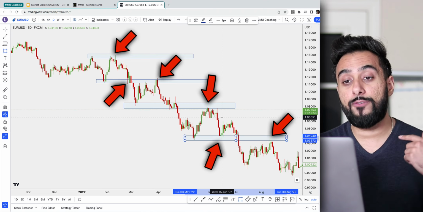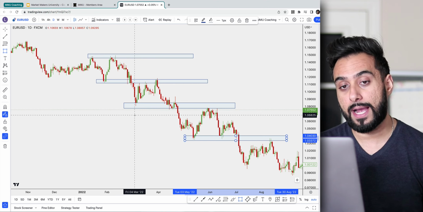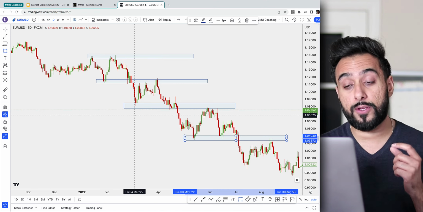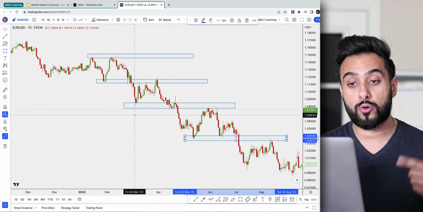And I'm going to give you every single criteria that we use in order to find these sweet spots where the market might react. And before I get into that, I'm going to actually give you some bonus tips. I'm going to give you some pro tips on what you can do whenever you're drawing these zones.